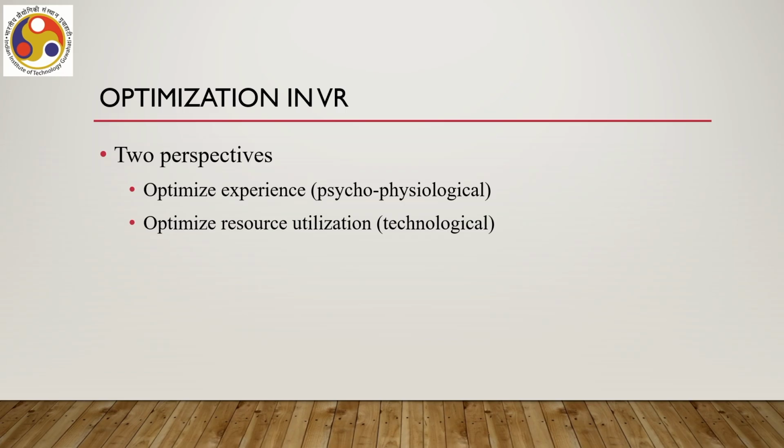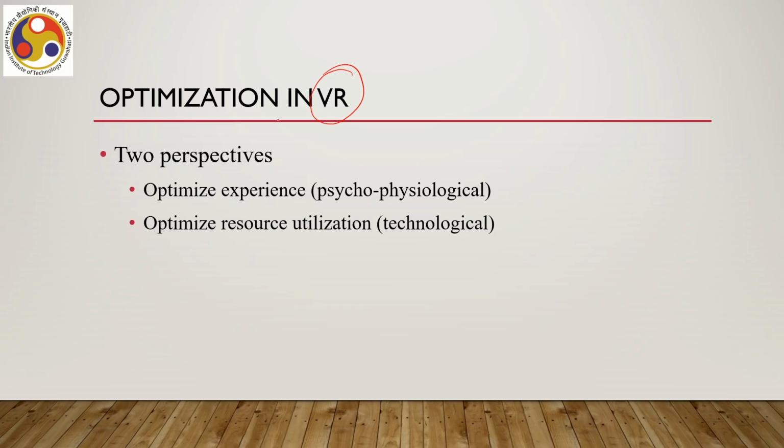Here in these lectures, we will primarily focus on optimization in VR, immersive experience in particular. Now, we can look at this optimization problem, the issues of optimization, from two perspectives. One is optimized experience, that is psychophysiological experience optimization. The other one is optimized resource utilization or resource requirement, that is technological optimization. So, these two perspectives we can think of while talking of optimization in VR.